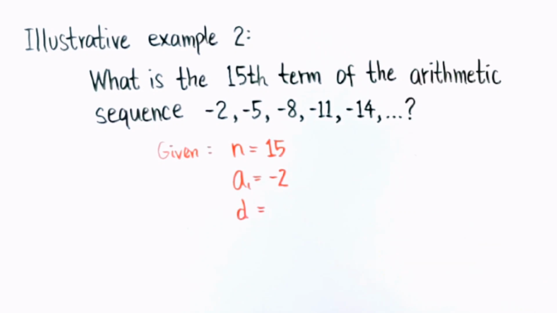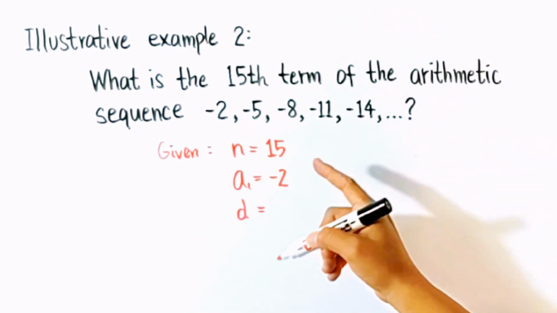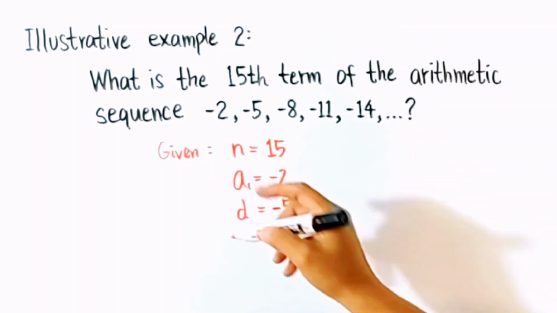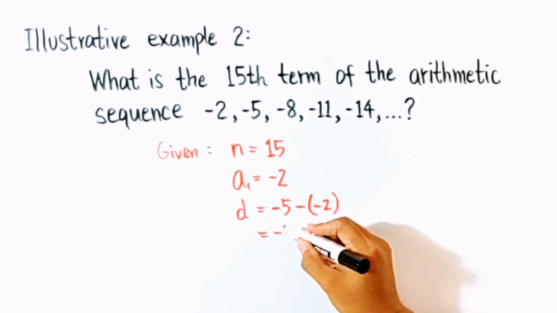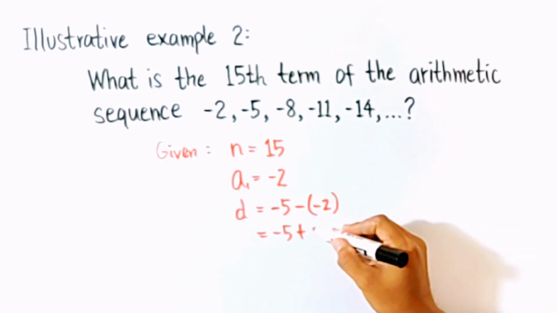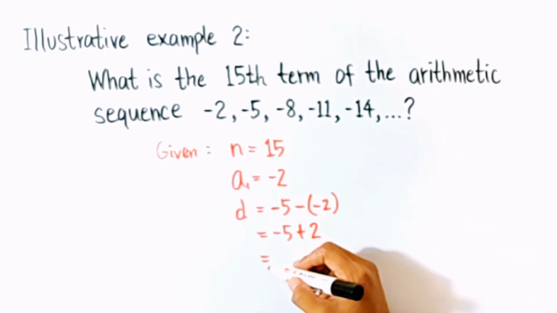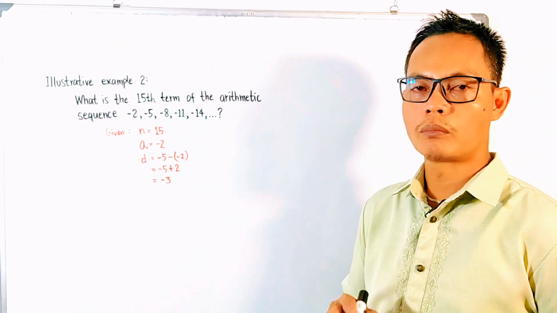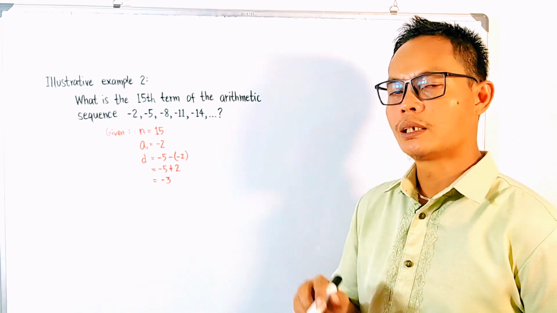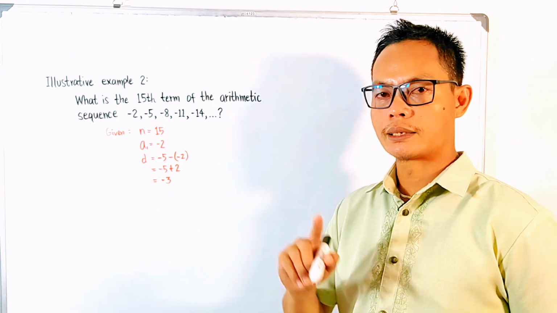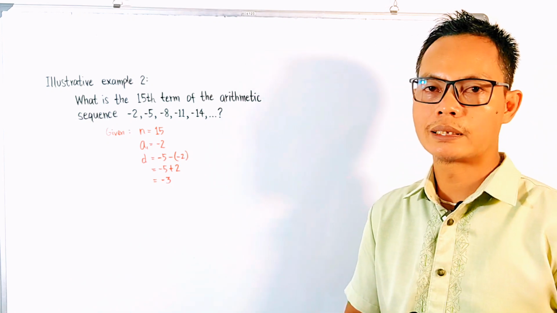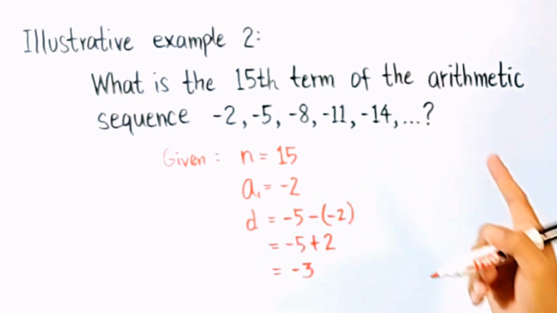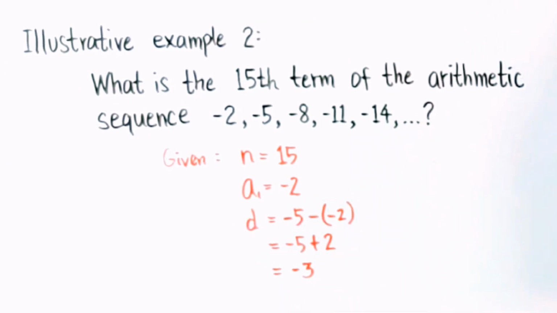And for the common difference, we are going to subtract; pick a number here. Let's say we pick negative 5, subtract negative 2. Before that, 5 will be negative 2. You just subtract, same sign becomes plus 2. And the common difference becomes negative 3. If you remember my explanation about the common difference, if the given sequence is in ascending order, the value of the common difference is positive. But in this case, the given is in descending order. We expect that the value of the common difference is negative.